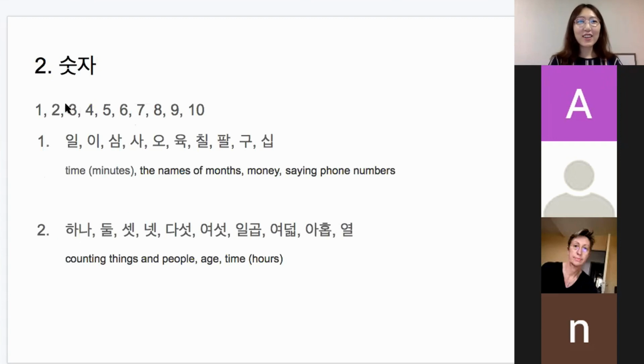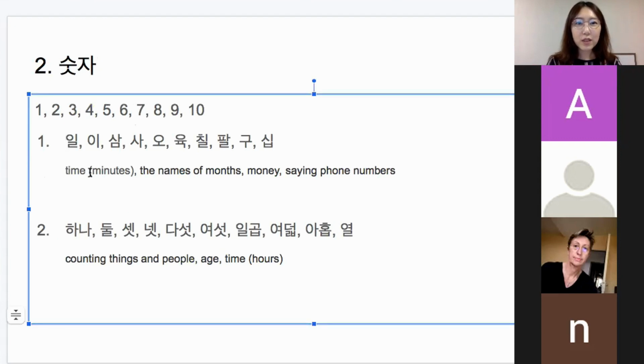Okay, there are two ways of counting Korean, right? So number one, for the minute, months, I forgot the money. Okay, we can do that later, next time. Phone number. So, 1, 2, 3, 4, 5, 6, 7, 8, 9, 10.